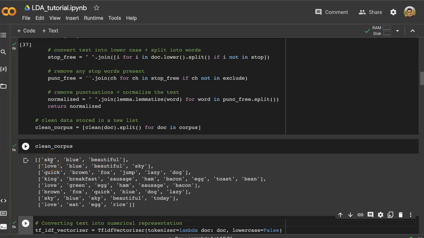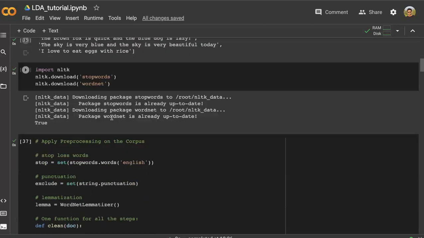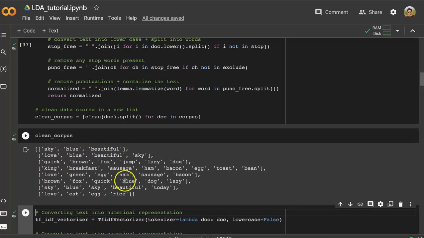So the first document is sky, blue, and beautiful. Okay, basically it's not a comma separated format. The sentence will be sky, blue, beautiful. And if you see the first example without the removal of the stop words, it was "the sky is blue and beautiful." After the stop word removal, the, is, and, those are removed. So that's why only sky, blue, and beautiful remain. Similarly for the other documents also. Now this is our clean corpus.